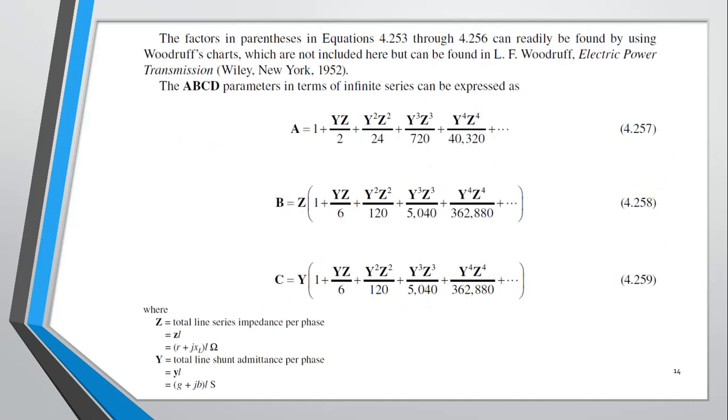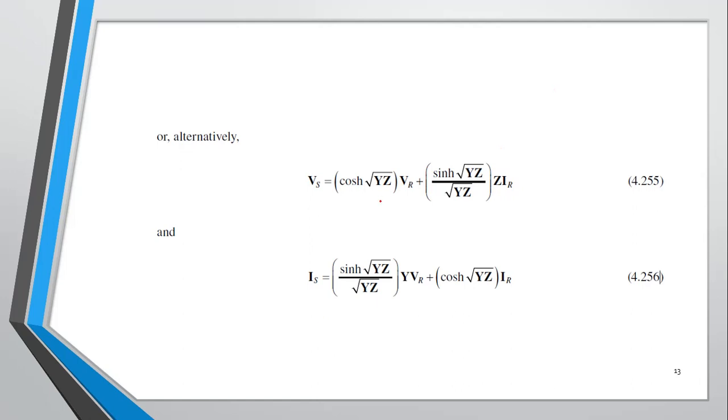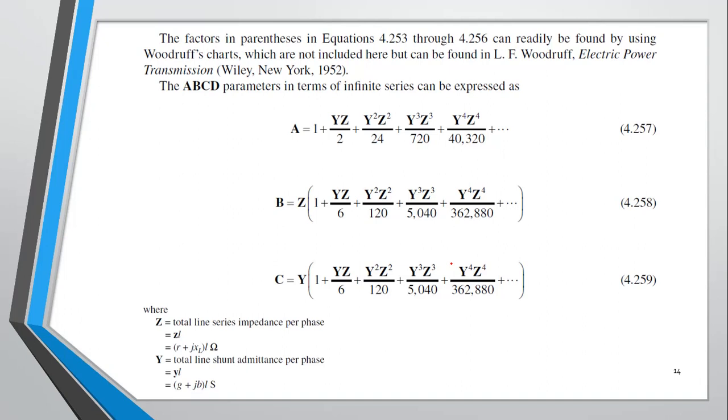Now, what we have over here is that different researchers use some expansion formulas in order to calculate the A, B, C, D parameters and expand these values. We have these values A, B, C, D in cosh and sinh formation, and if we expand A, B, C, D, then it will become this one. This is the expansion of cosh, and the author Woodruff, in the book Electric Power Transmission, published in 1952, shows this expansion.